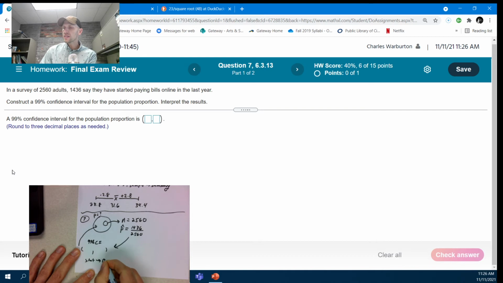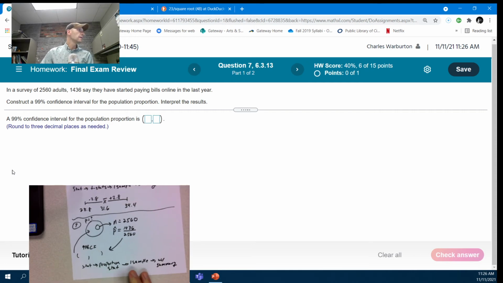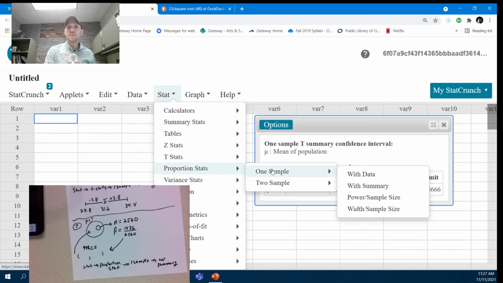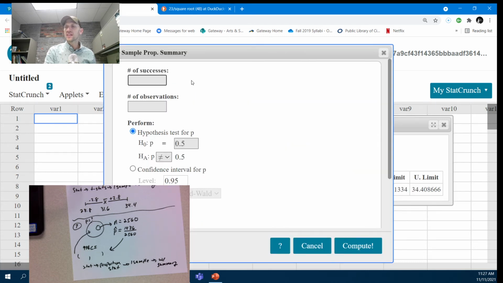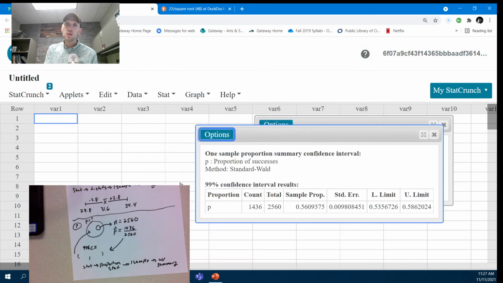Stat, proportion stats, one sample, and again, we got a summary. All right, so here we go. Stat, proportion stats, one sample with summary. Number of successes. In other words, how many people said, yes, I started paying my bills online this year. That was 1,436 for me, out of how many? 2,560. And I want a confidence interval. Select confidence interval. Make sure your confidence level is what you want it to be. Mine's 99%. And then they give me the low end and the high end.